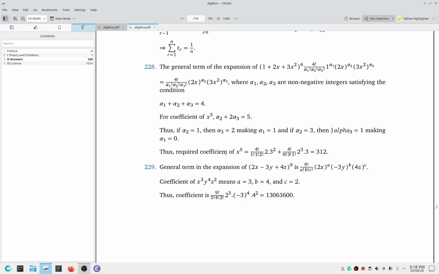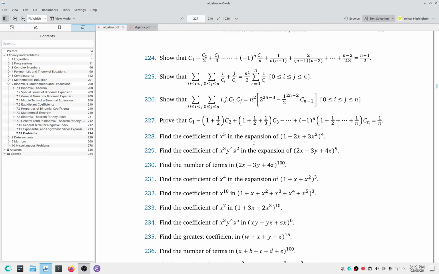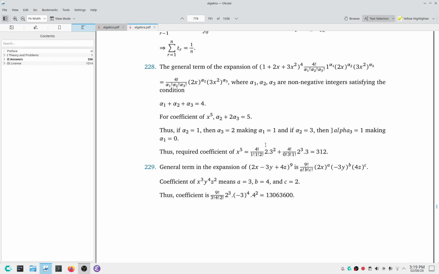Therefore, the required coefficient is 4 factorial upon 1 factorial times 1 factorial times 2 factorial, times 2 into 3 square, plus 4 factorial upon 0 factorial times 3 factorial times 1 factorial, 2 cube into 3, is equal to 312. Question 229 says that find the coefficient of x cube times y to the power 4 times z square in the expansion of (2x minus 3y plus 4z) whole to the power 9.